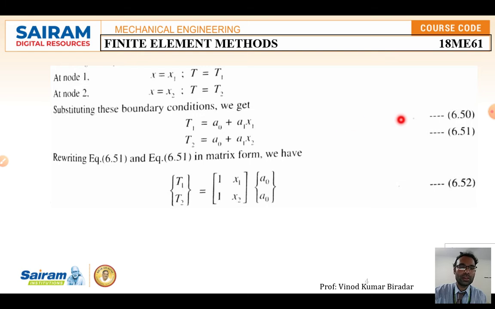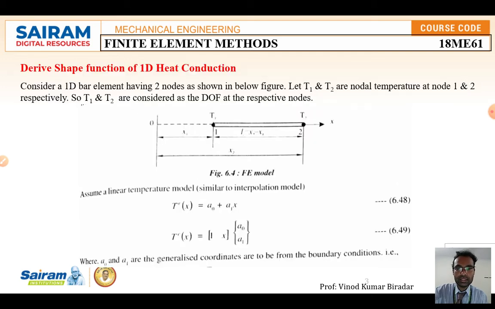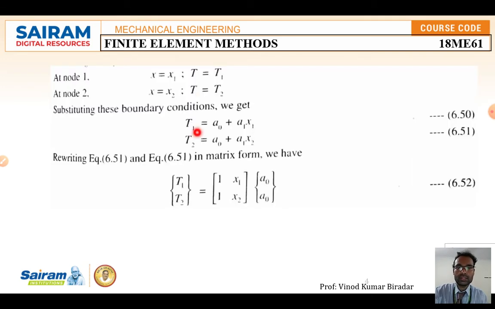Okay, give the next equation the number 6.50. Again, by substituting this equation in the boundary condition, you are going to get the T2 value. T2 is equal to a0 plus a1 x2. Now these two equations you have to write in matrix form.